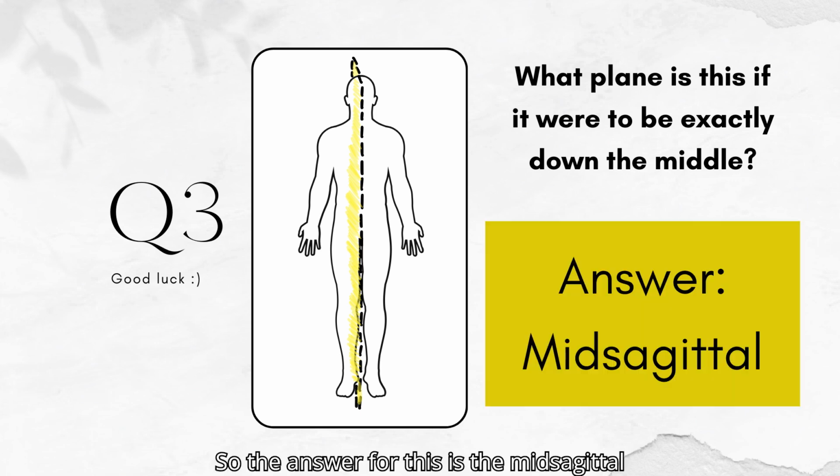So the answer for this is the mid-sagittal plane. And so let's break up how we got this. The sagittal plane is the plane that divides the body into equal left and right. And so our easy way to remember this was the two T's, one on the left and one on the right. And this is the mid-sagittal plane because this divides the body into two equal sections.